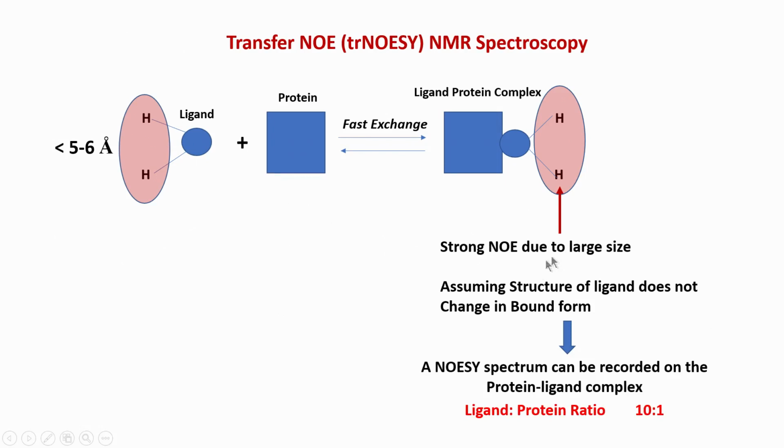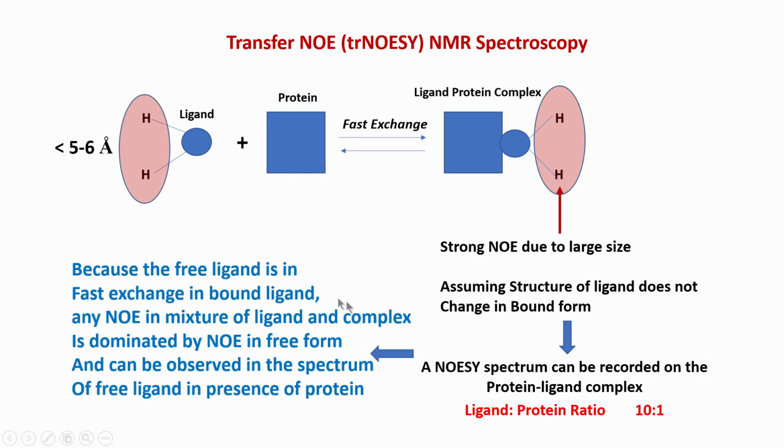What is typically done is that a NOESY spectrum can be recorded on this complex, the entire complex, once you add the protein, and as I said, the ligand is in large excess compared to the protein. Typically we take 10:1, meaning the ligand is 10 times higher in concentration compared to the protein. Because the free ligand is in fast exchange with the bound ligand, any NOE in the mixture of ligand and complex is dominated by the NOE of the free form.